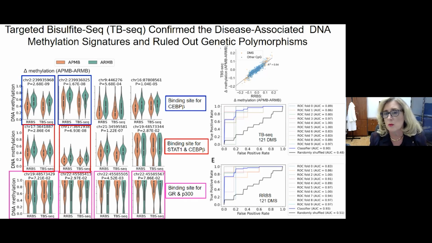And what I'm excited to say is that we were able to confirm, using the targeted bisulfite sequencing, the binding sites for CEBP beta, for STAT1, and for GR and P300. If we use these 121 DMS that we were able to confirm by targeted bisulfite sequencing and model a classifier, we had an area under the curve of 0.9. This is very comparable to the RRBS technology, in which we had an area under the curve for a classifier of 0.97. And in the upper right-hand panel, you can see there's an excellent correlation between the results obtained between these two methods. Can I have the next slide, please?